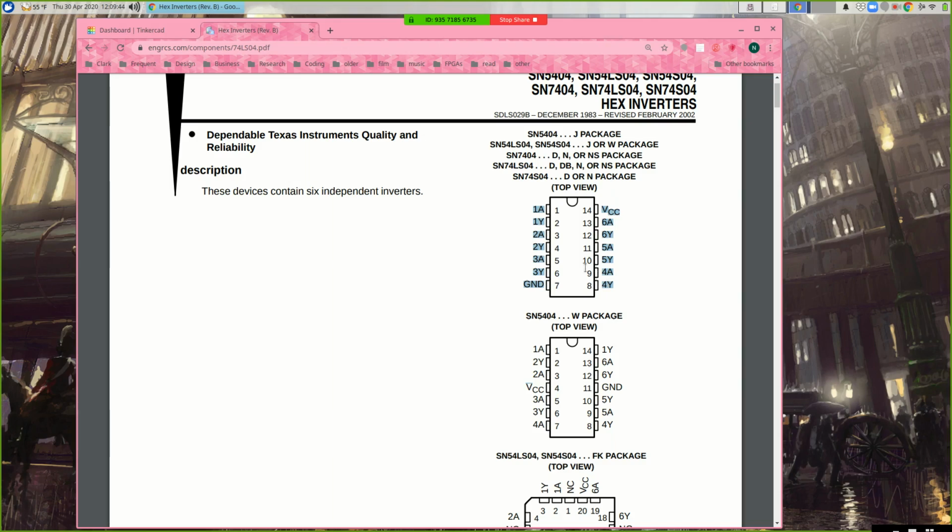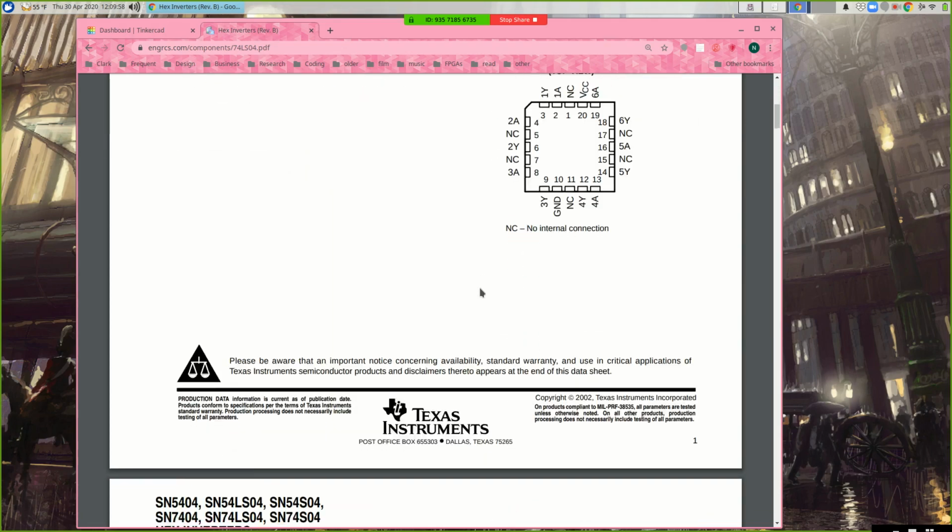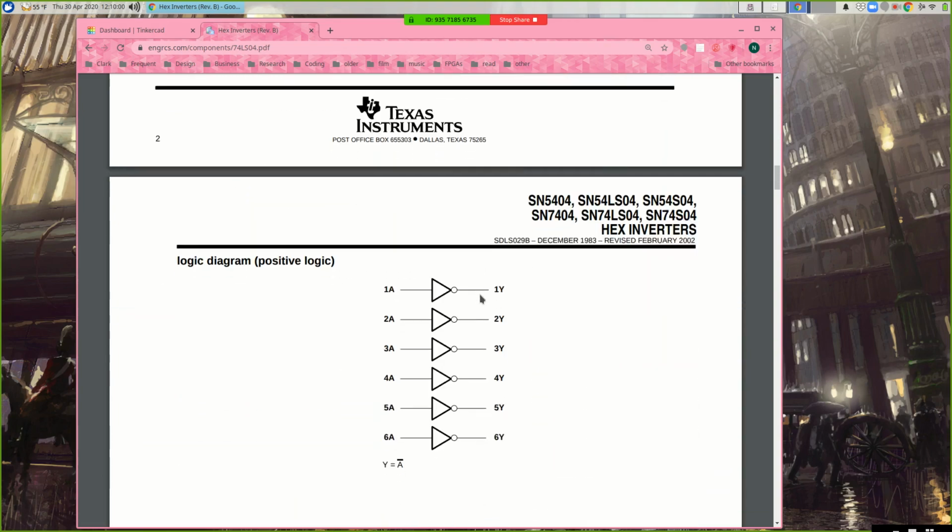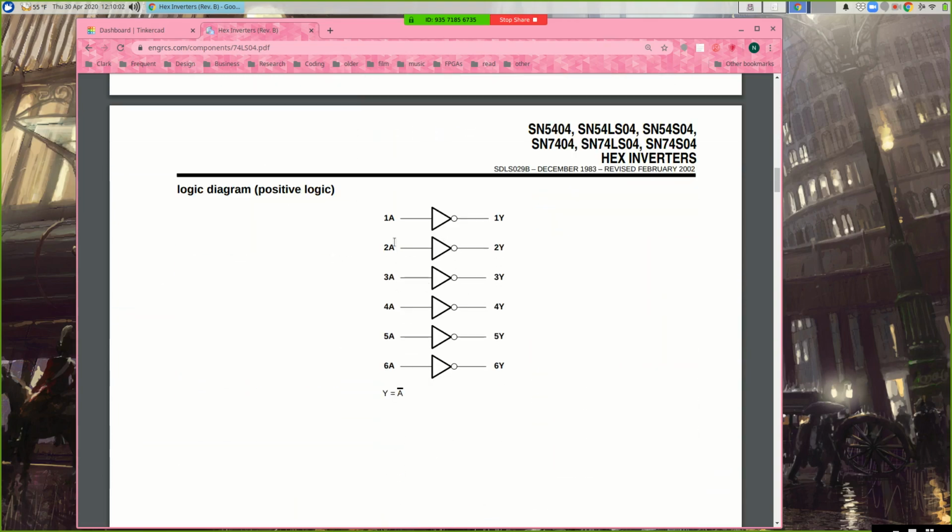So we're paying attention to this diagram up top, which tells us ground goes on pin 7, VCC goes on pin 14. And then there's these pins labeled 1A, 1Y, 2A, 2Y, 3A, 3Y. And if you scroll down, you'll see a picture of 6 inverters, and the A's are the inputs and the corresponding Y's are the outputs. And it tells you the function performed, Y equals just the complement of A.